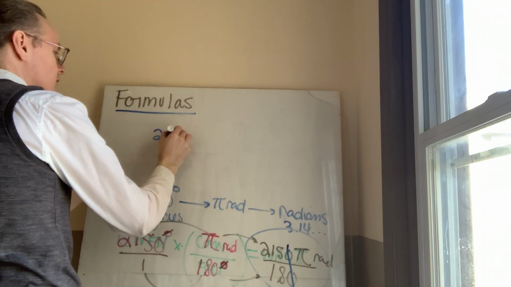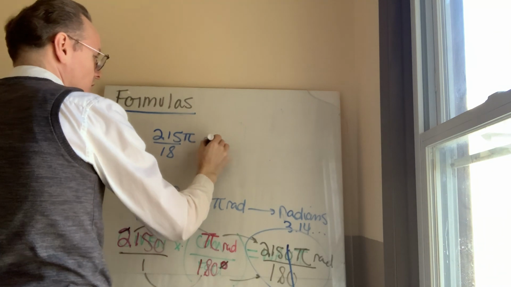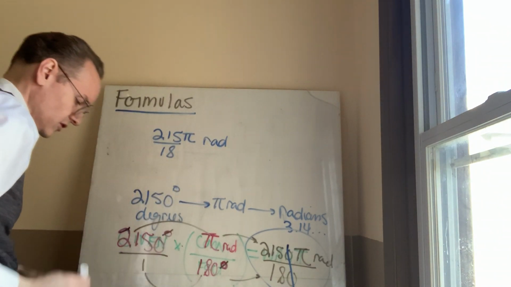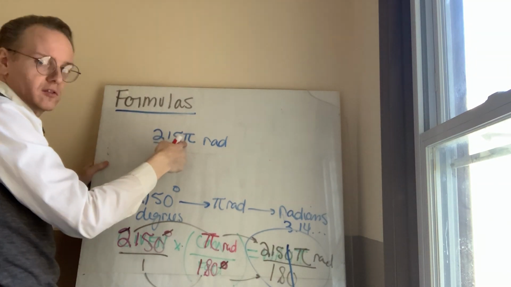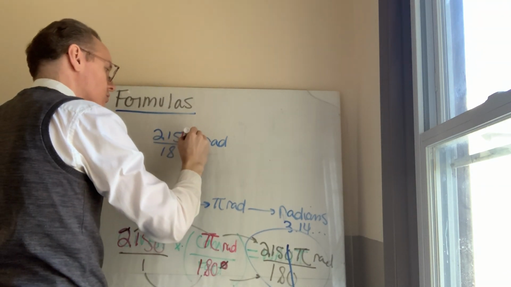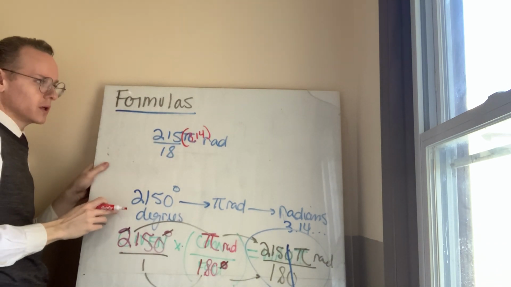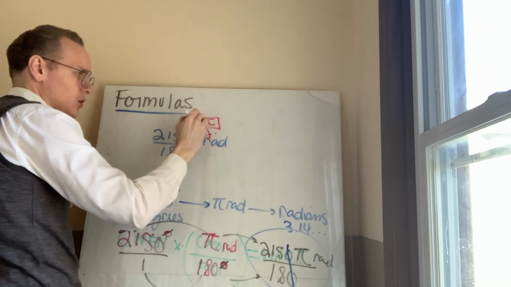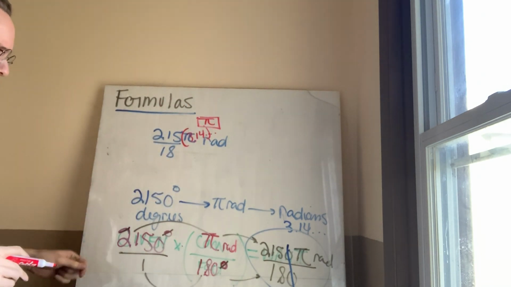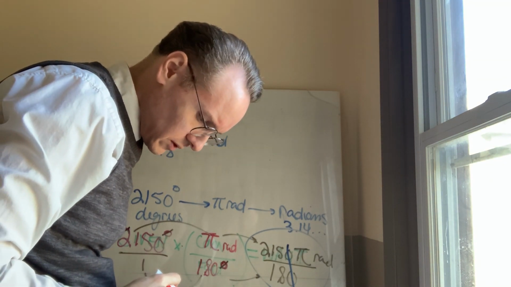We have 215 pi over 18. And they just want it to be in regular radians. So as an afterthought, what you can do is use the equivalent of pi, which is 3.14, multiplied by this fraction. All right, using your calculator and the pi button that is actually on a TI-83 or 84, you get a more precise answer. And you end up with something like this.